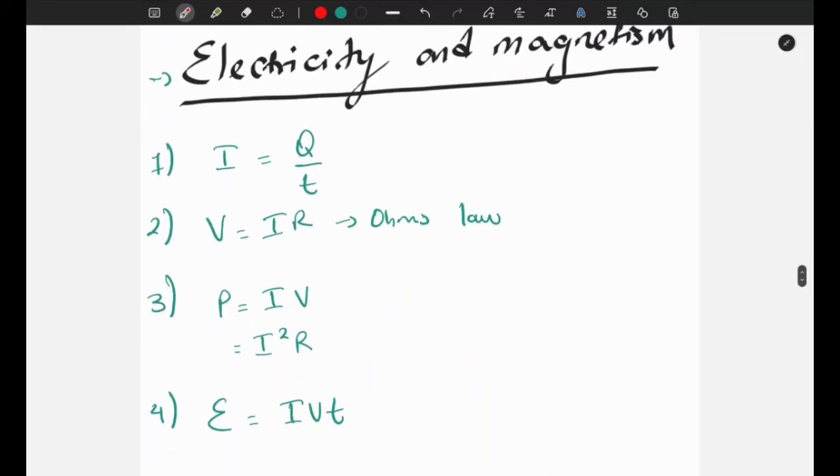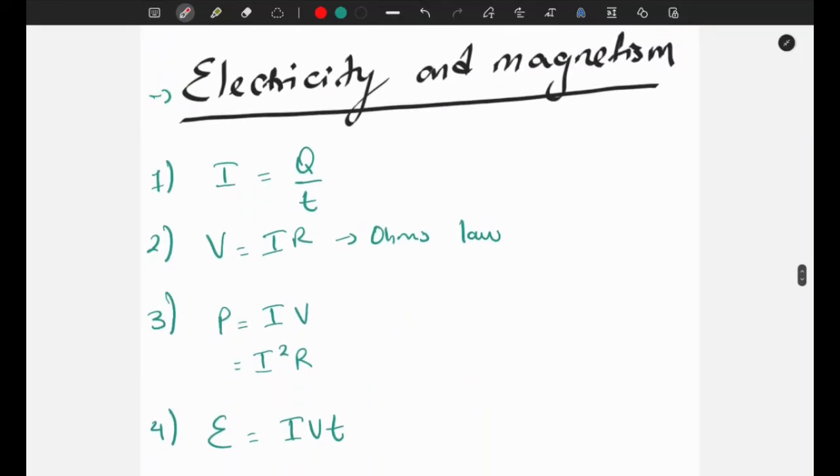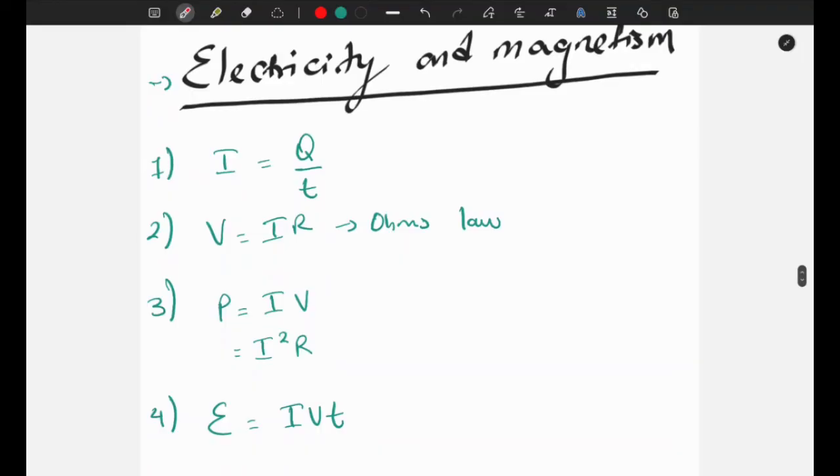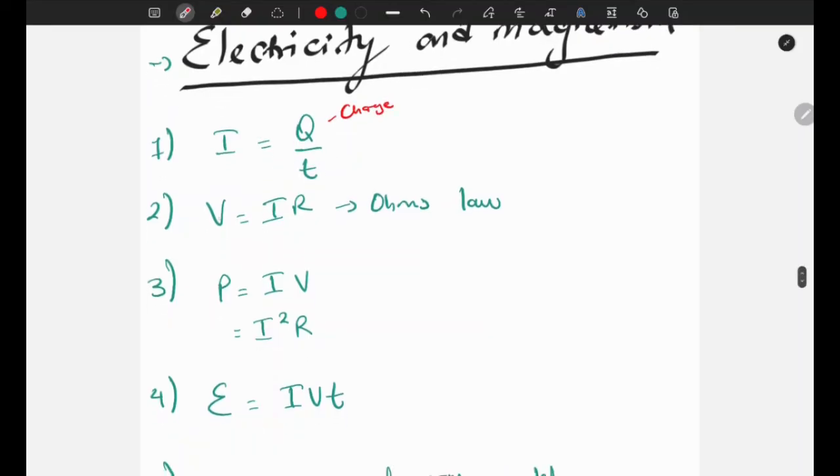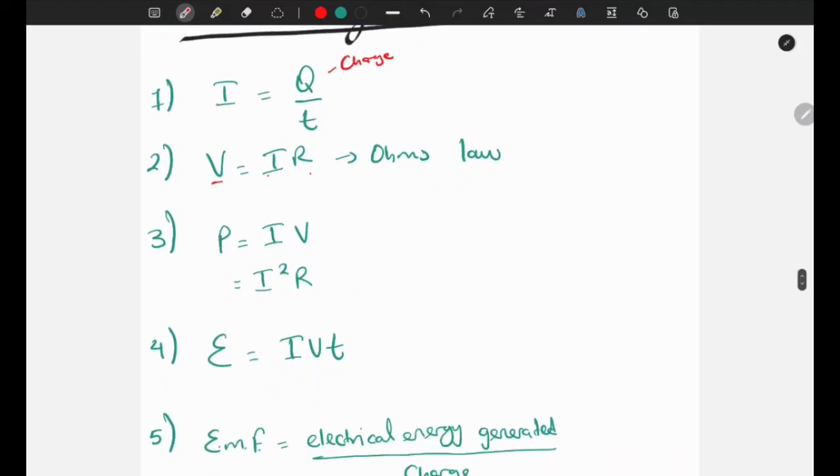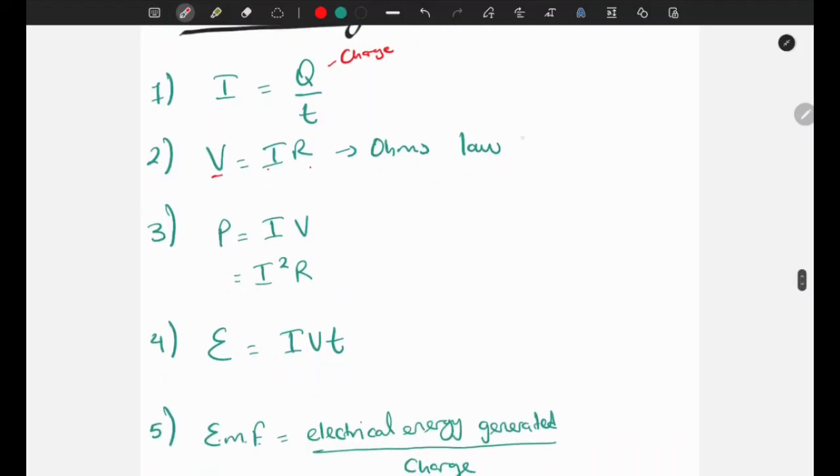Next topic, electricity and magnetism. The formula for current: current is Q over T, the charge over time. And the next one is Ohm's law. Ohm's law states that the voltage is equal to I times R, the current times the resistance. We can rearrange this formula to find I, so I would be V over R, and R would be V over I.